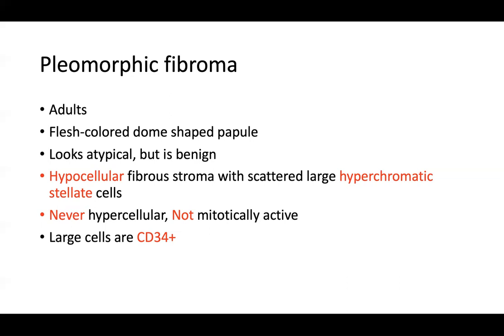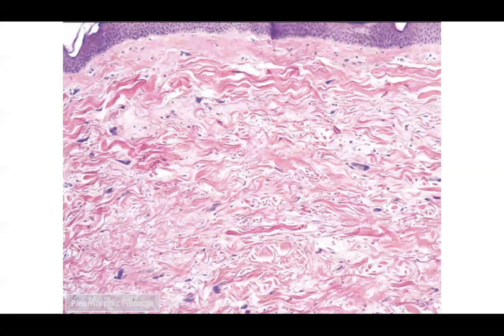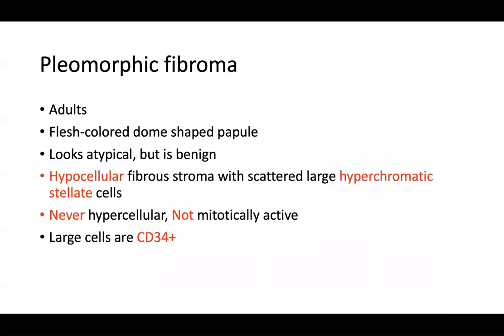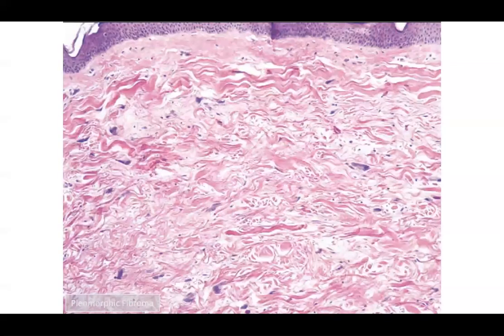What you're going to see is hypocellular fibrous stroma here, which you can see it's not very cellular. And then you've got these enlarged, irregularly shaped nuclei scattered throughout. So it's not very cellular, which can help remind you to think about it. It's probably a benign entity that just has pleomorphic cells scattered throughout. So pleomorphic fibromas look like this. They're hypocellular. They've got those scattered large hyperchromatic stellate cells. They're never hypercellular. If they were hypercellular, you would be thinking of something a little bit more ominous.